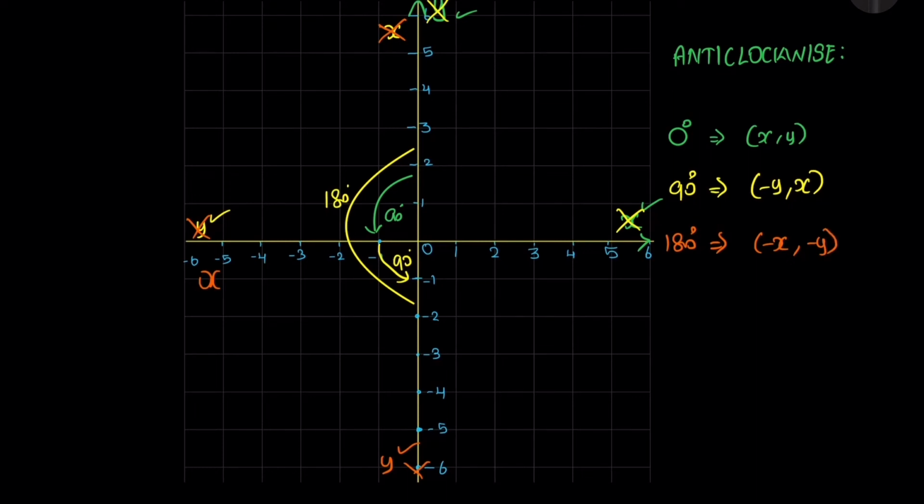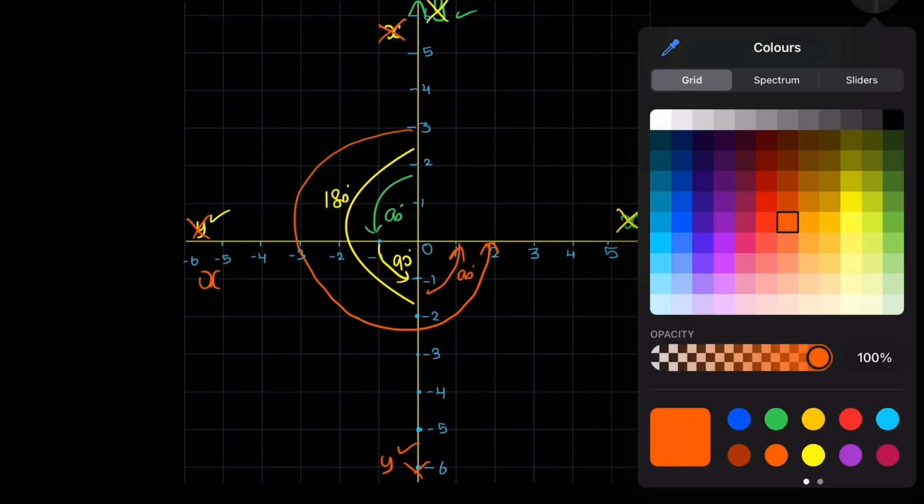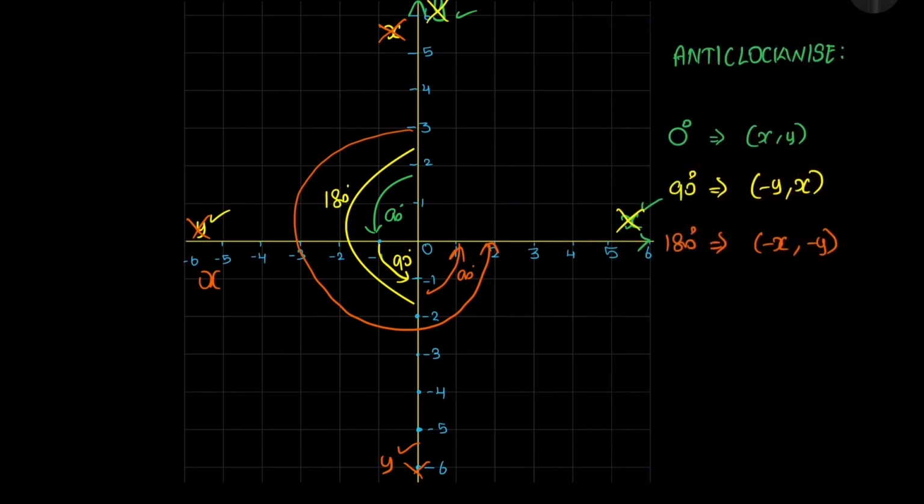Next one. From the original 270 degree position, it will become again a 90 degree rotation. This y is moving to here and this x is moving to this place. So now what are the x and y positions? The position of x is positive y and the y-axis is negative x.